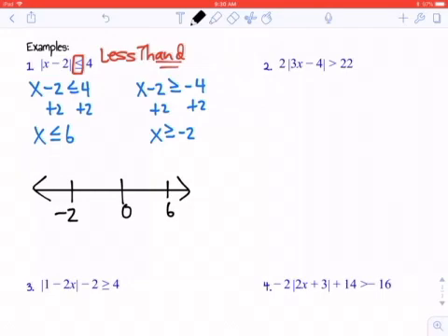So x is less than or equal to 6, so that's a filled-in circle because it's equal to 6. And it's greater than or equal to negative 2. Again, that's filled in because of the equal to bars on each of those. And then solutions that are in between. It's less than or equal to 6 and greater than or equal to negative 2. So all the numbers in between would be solutions to your inequality.